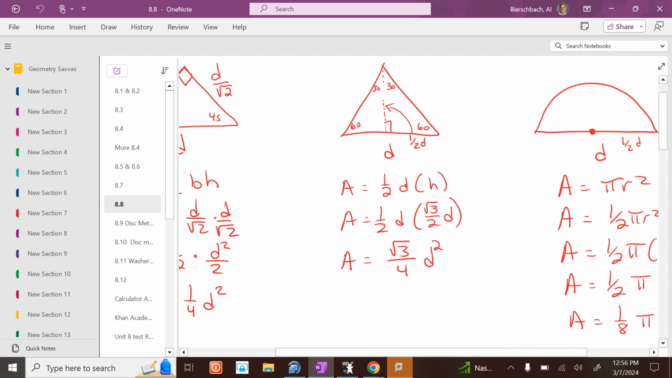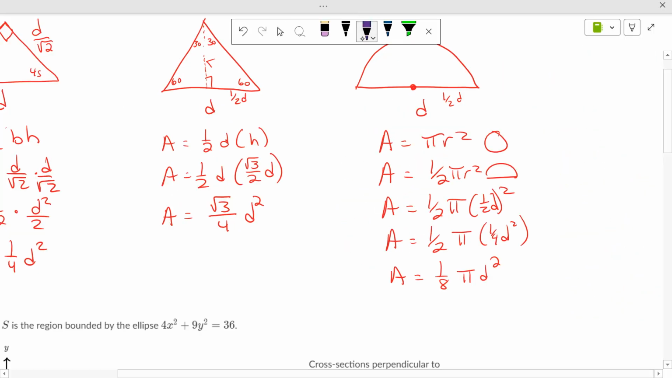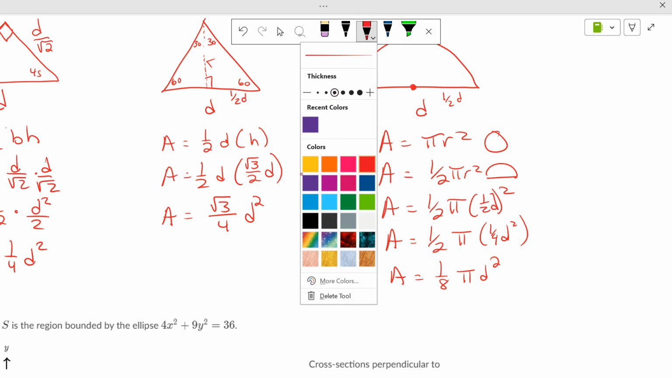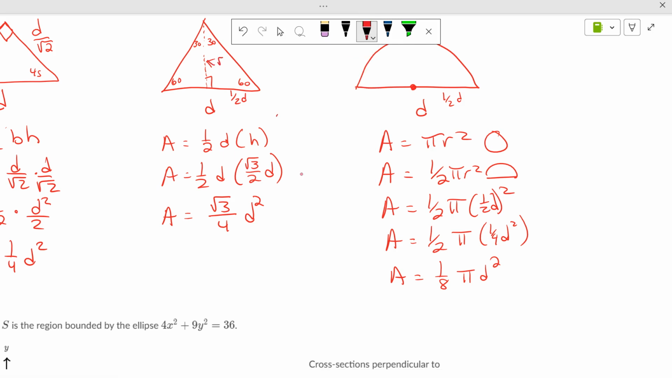For an equilateral triangle, you make two 30, 60, 90 triangles out of it. So this is d. If this is 60, this part of it is half of d, so this is half of d times the square root of 3, or square root of 3 over 2 d. And that arrow makes it really confusing, because half of d is right there. So let me get the red marker out. Boom, red. So this is square root of 3 over 2. Square root of 3 over 2 is the height.